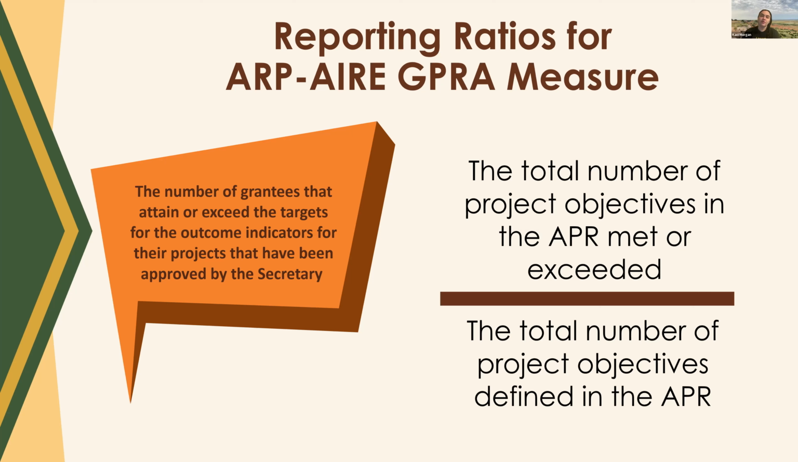And then that top number, or the first half of the ratio, is your total number of project objectives that met or exceeded those target ratios. So you would have to go through and count those up. That's also why we talked about GEPRA after. It might be easier to go through project measures and then count that up to figure out what your top and bottom number would be.